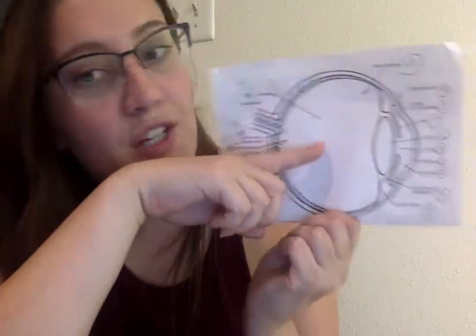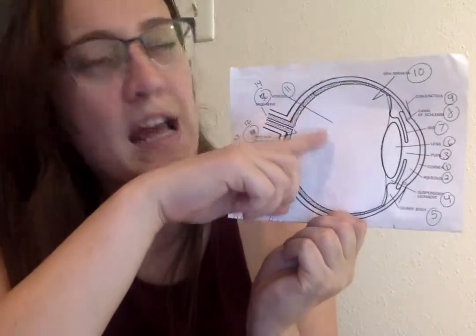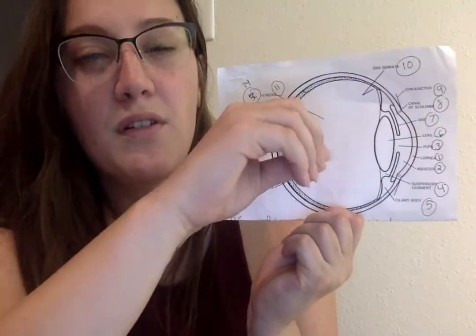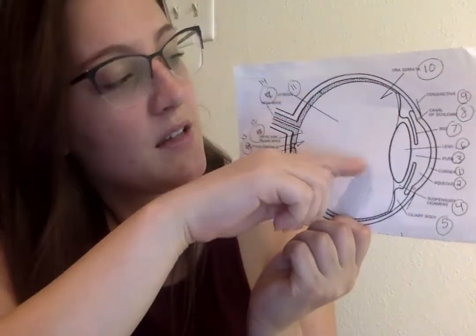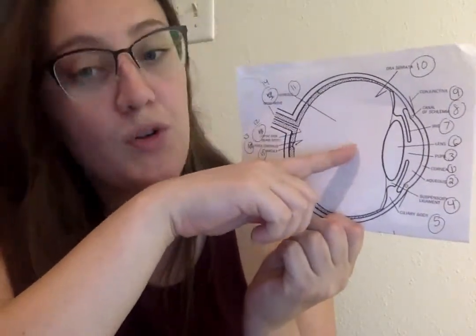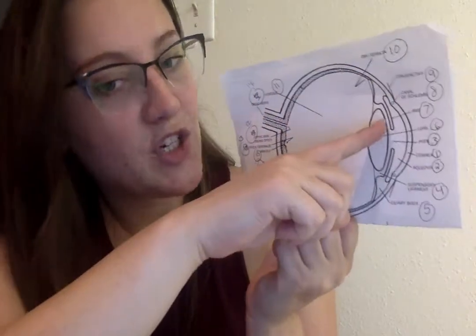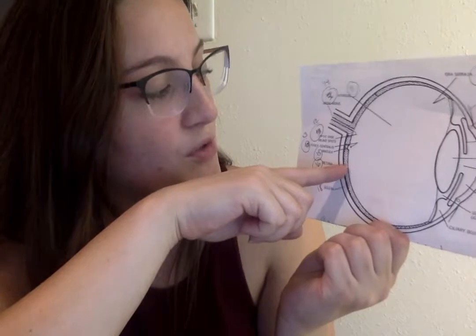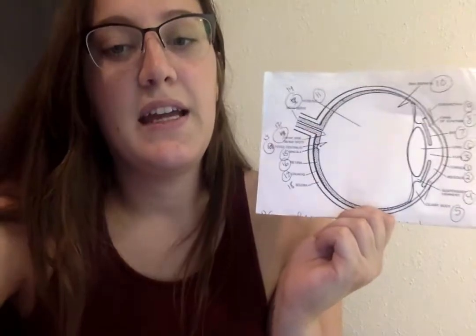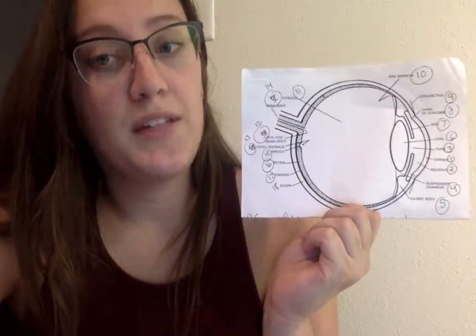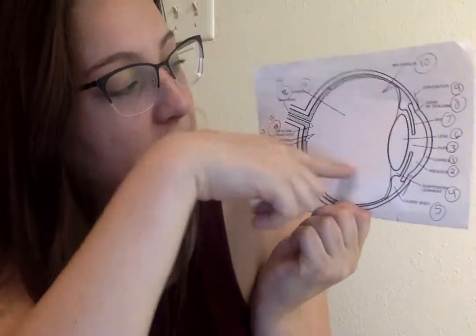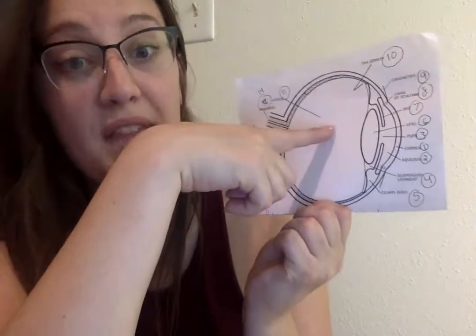Then you have our vitreous humor, which is located here. This is the fluid, it's a jelly-like substance, and it controls the shape of the eye. And it helps the light transmit across to the retina. It's really good because it supports the eye. Because, as you can see, it's a large portion of the eye.